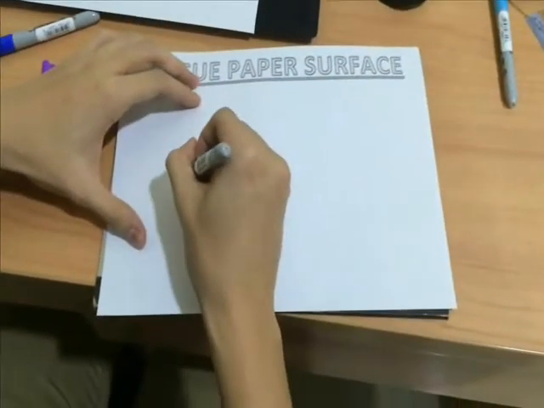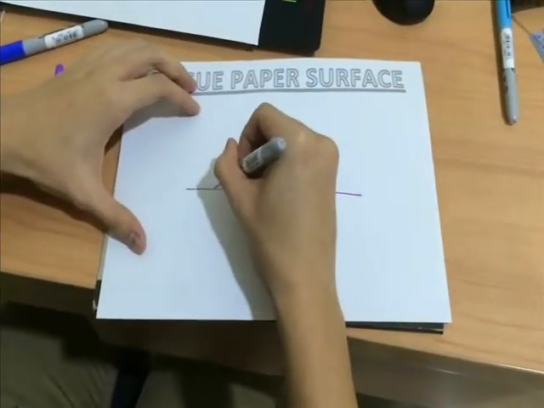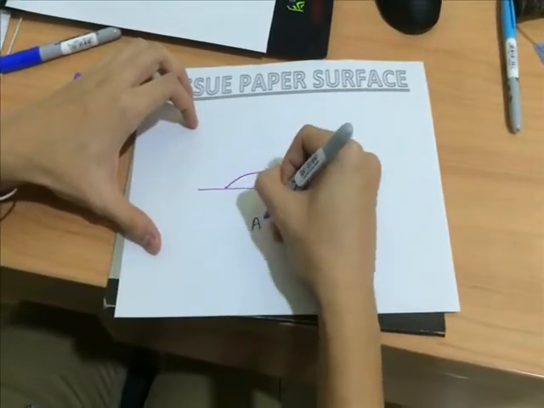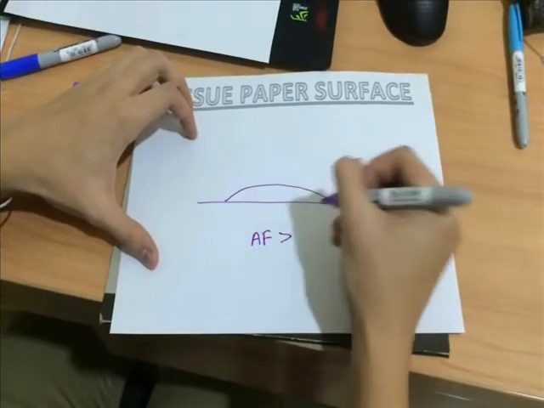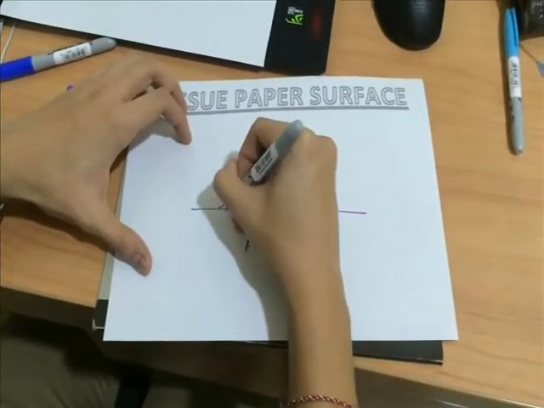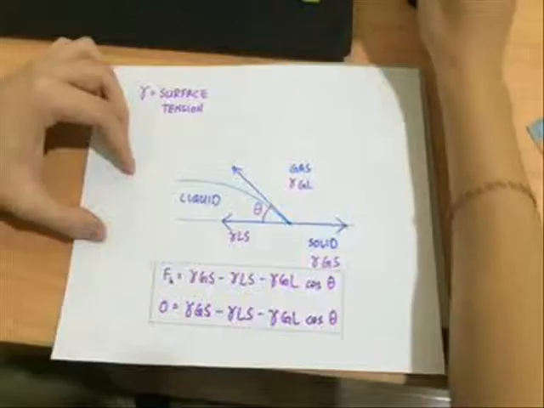On the other hand, the water molecules spread out completely on the surface of the tissue. In this case, the adhesive forces between the water molecules and the tissue molecules are stronger. They will pull the water molecules down, causing them to wet the surface.